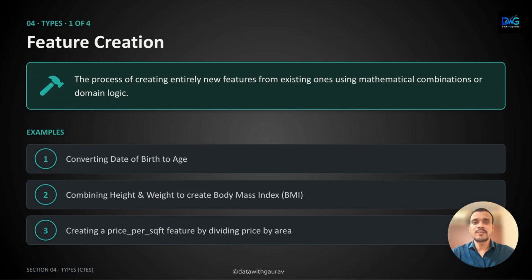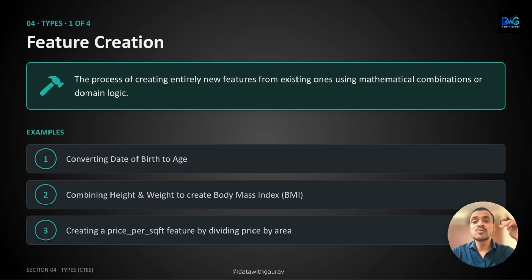Let's look at a few examples here. Earlier, we saw how date of birth can be converted into age. Age is usually much more relevant for prediction than the exact date of birth, making it a classical example of feature creation.